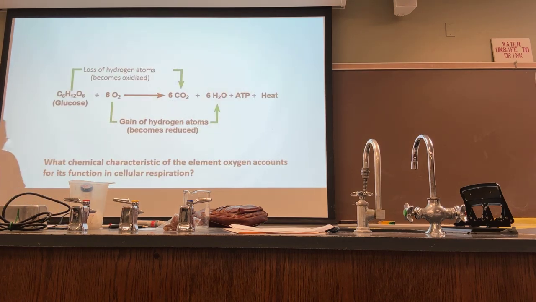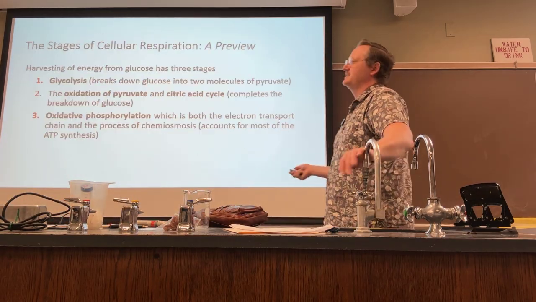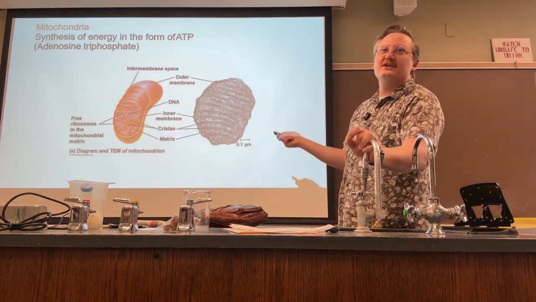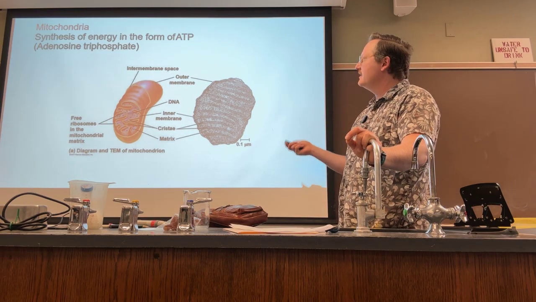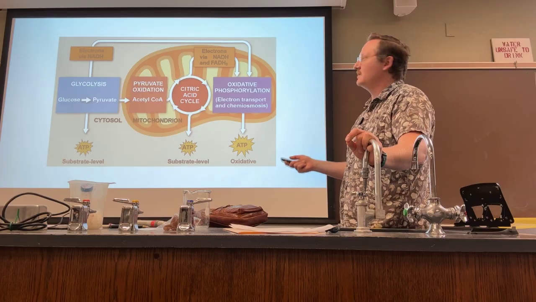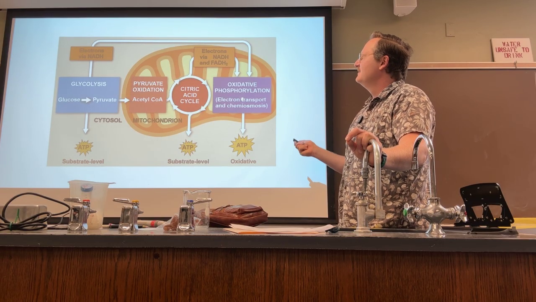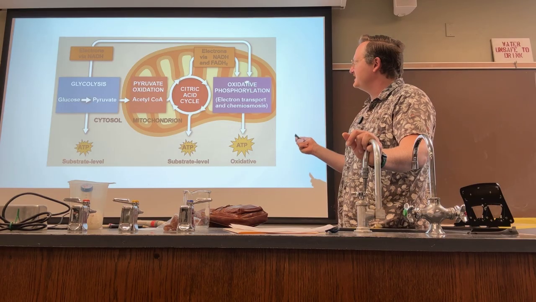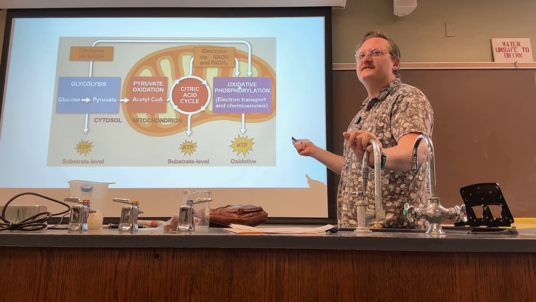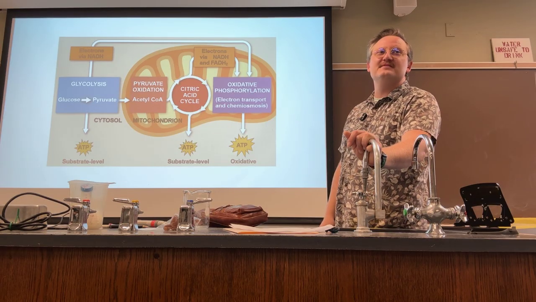Cool. Oxidation, reduction, electron transfer, redox reactions. Where does it all occur? In the mitochondria, across the inner membrane. All right, 3 stages. Glycolysis, stage 1. Pyruvate oxidation plus a citric acid cycle, stage 2. Oxidative phosphorylation, stage 3. Oxidative phosphorylation includes the electron transport chain and chemiosmosis.